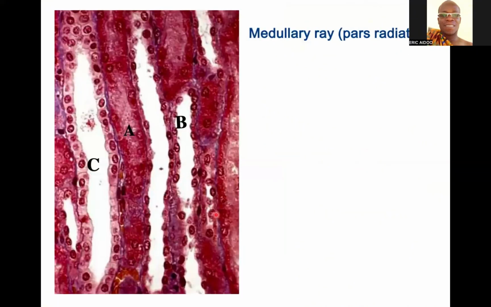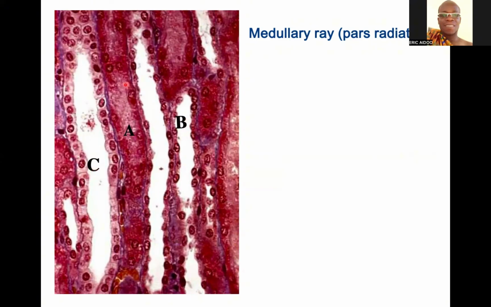It's important to note this, that the medullary rays, also known as the pars radiata, are made up of the collecting duct, the proximal convoluted tubule, and the distal convoluted tubule. These three have been labeled A, B, and C. It's our duty now to be able to assign them names. What would this stand for? What would that stand for? And what would this also stand for, the A, B, and C?